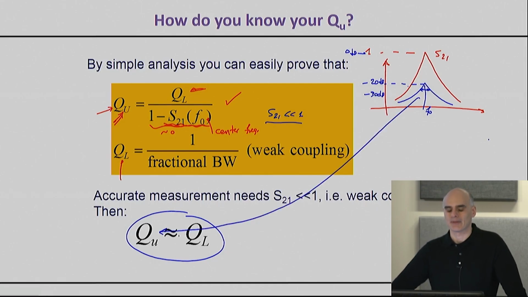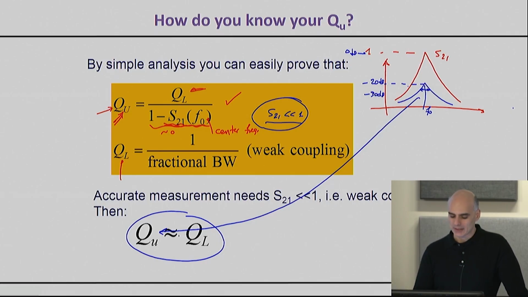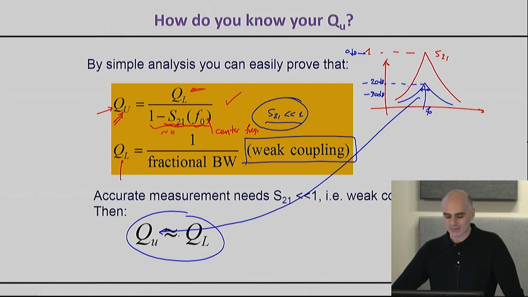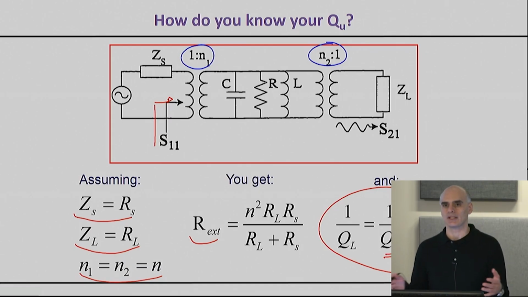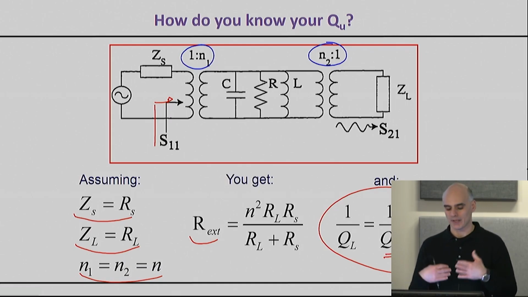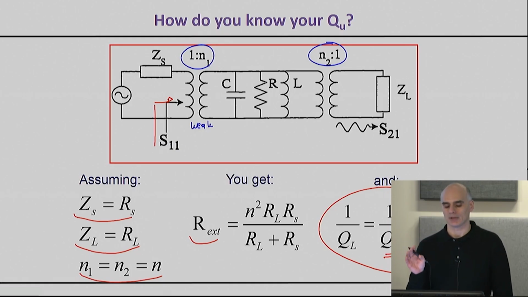Now you may naturally ask, how exactly do I achieve that? Meaning, how exactly do I achieve my S21 to be much less than 1? Well, the way you achieve that is by designing this circuitry to have weak coupling. Let me go back to the circuitry so I can show you this. See, you're the one who's choosing these numbers. You're the one, in other words, that decides how much energy you couple from the input to the resonator. So you want this to be very weak.